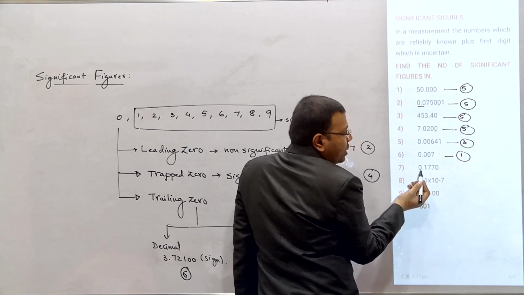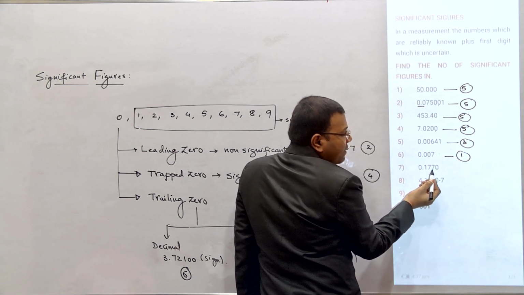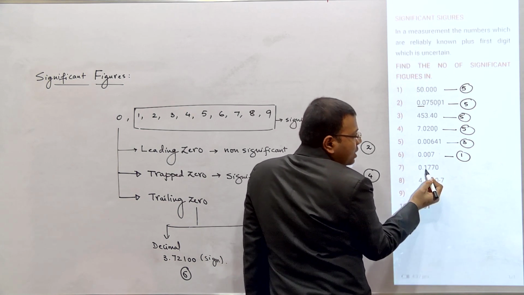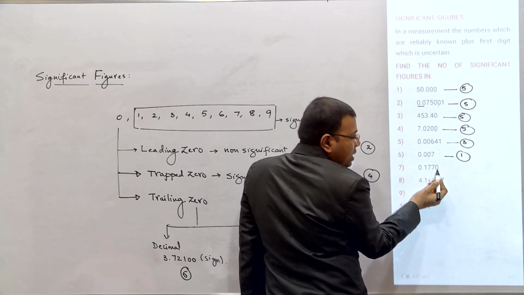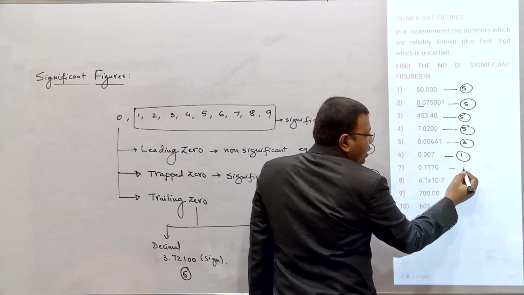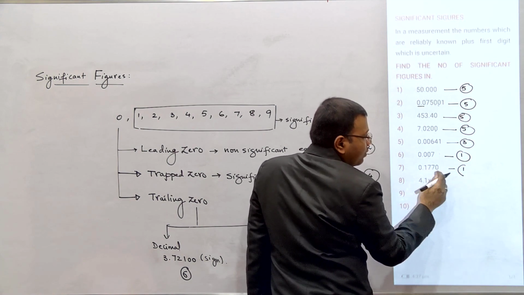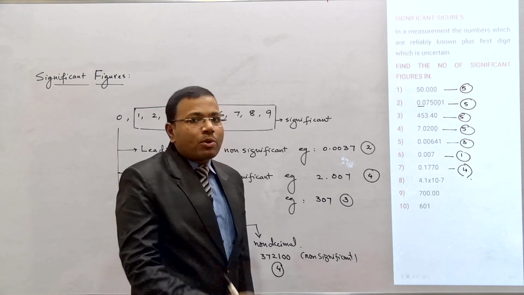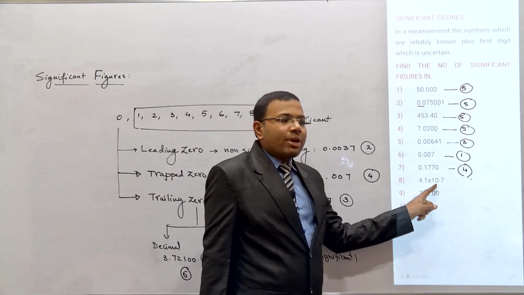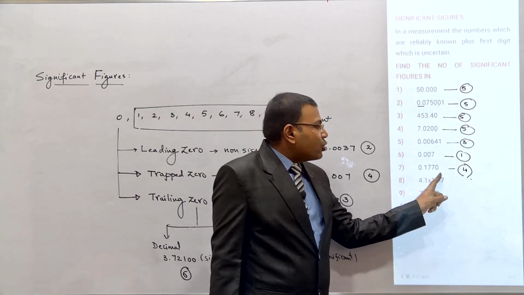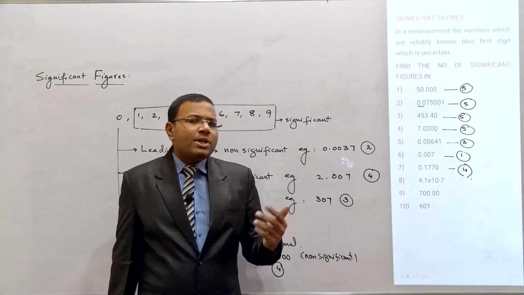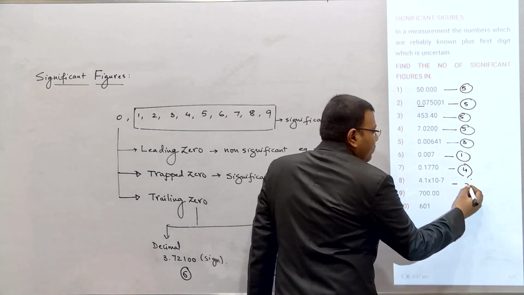Next, come to this question, students. 0.1770. The first 0 does not count because it is a leading zero. Next one, this 0 in 1770 has to be counted because it is a trailing zero with a decimal. So therefore this is 1, 2, 3, 4. 4 significant figures are there. Next, coming to 4.1 times 10 to the power of minus 7. Actually, this is 10 to the power of minus 7, students. So this part you should not take care of. You can leave this. Just 4.1. So how many significant figures are there? 2 significant figures are there.